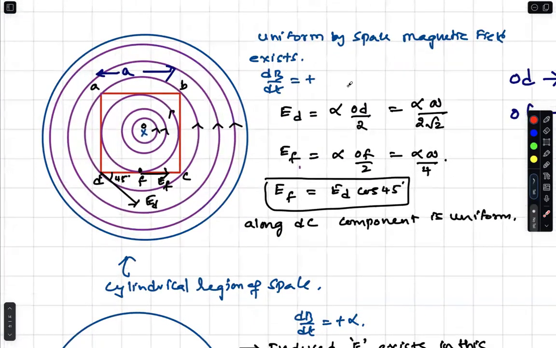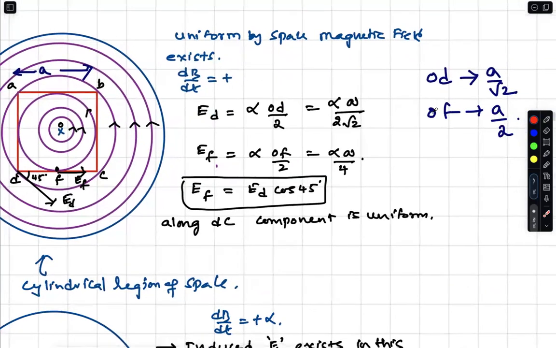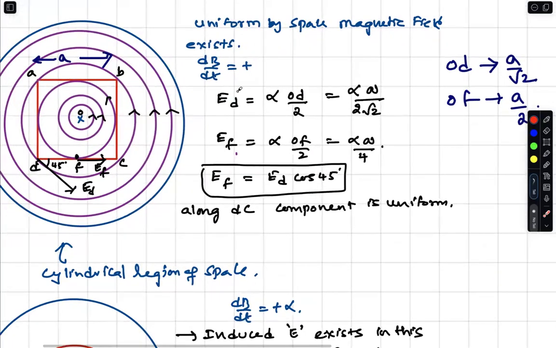Alpha radius OD by 2. OD already A by root 2. ED is alpha A by 2 root 2. Hold on. What is EF? Same formula, alpha R by 2, alpha OF by 2, alpha A by 4.